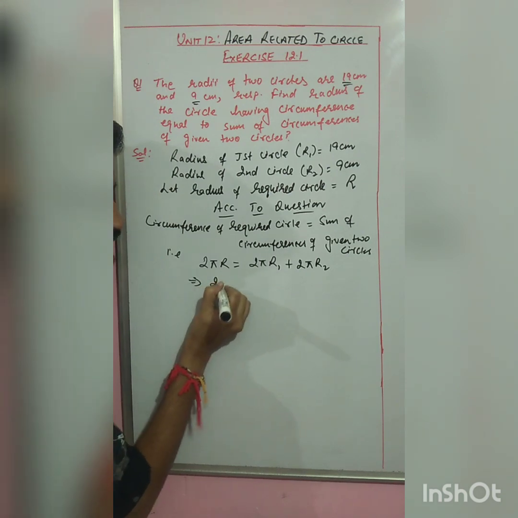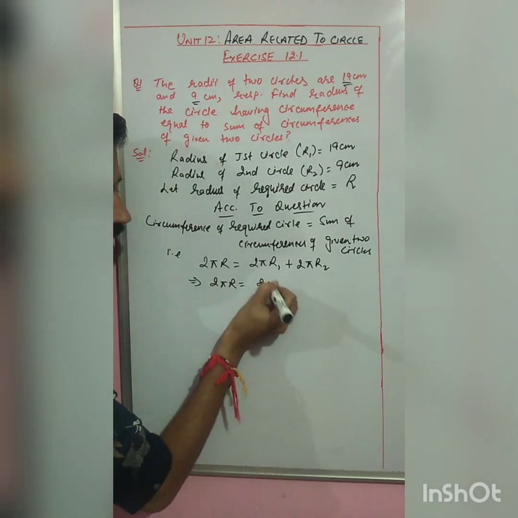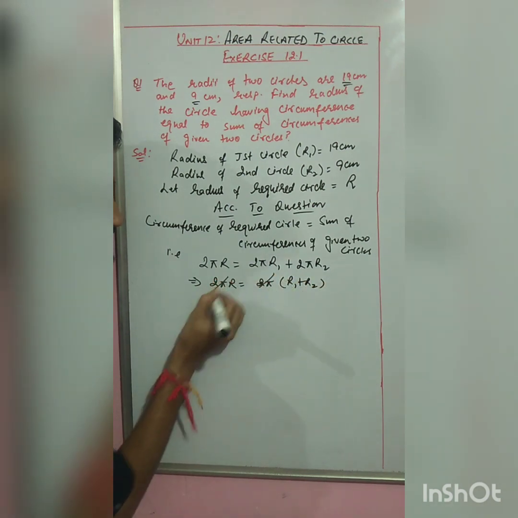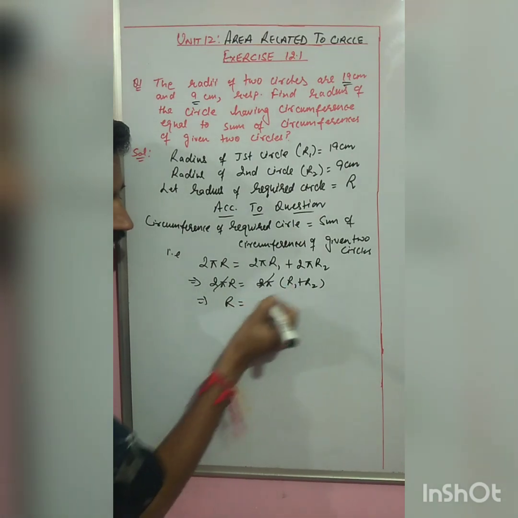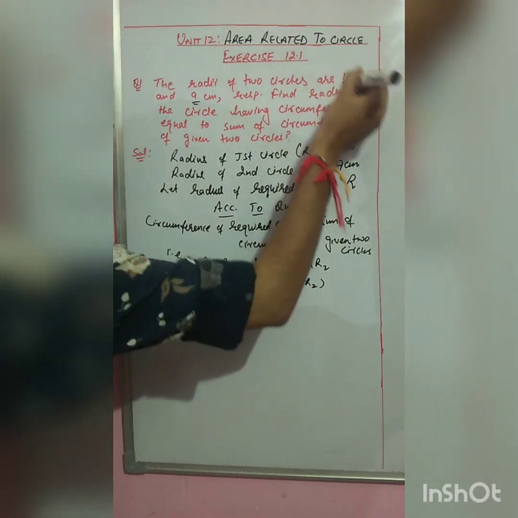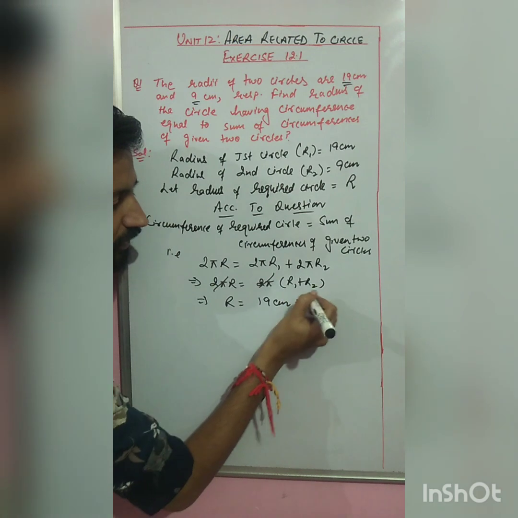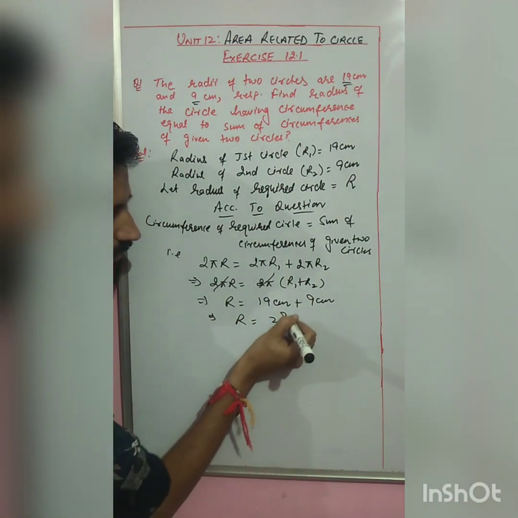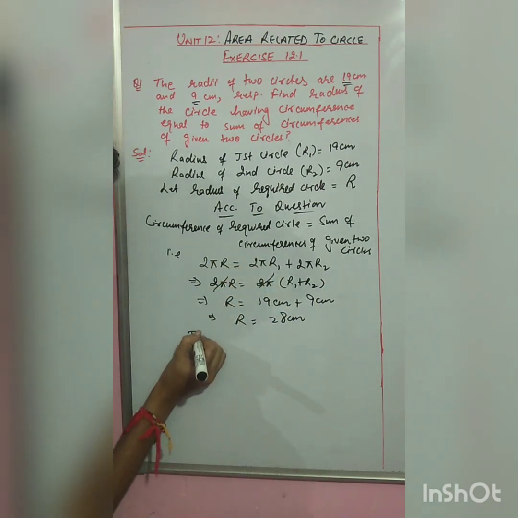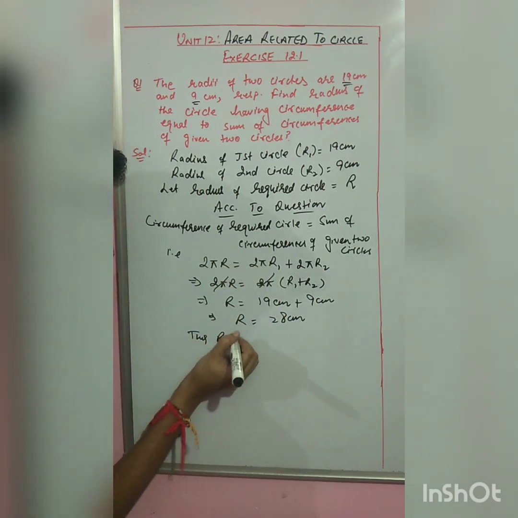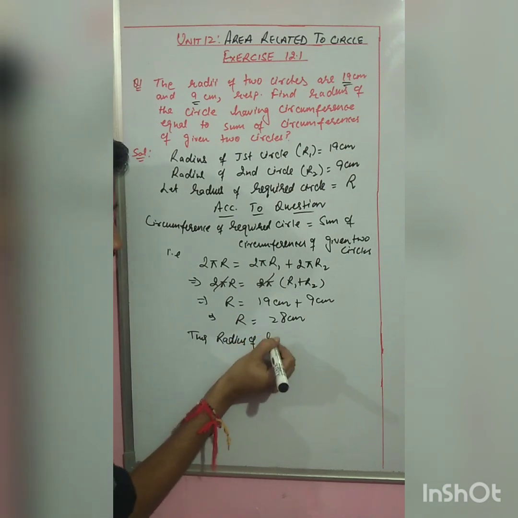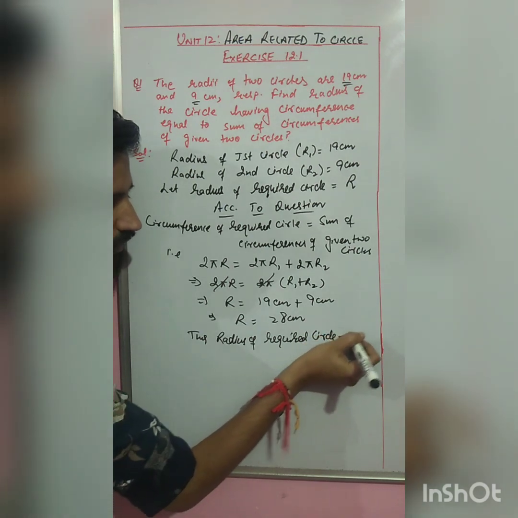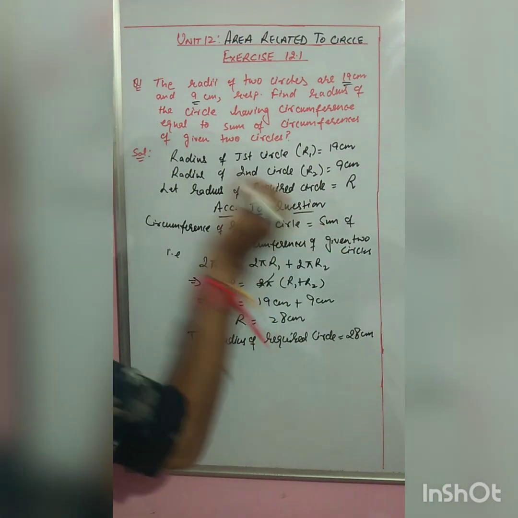It gives us 2 pi R equals 2 pi times r1 plus r2, taking 2 pi common. 2 pi can be cancelled out. It gives R equals r1, which is 19 centimeter, plus r2, which is 9 centimeter. So R is equal to 28 centimeter. Thus, the radius of the required circle is equal to 28 centimeter.